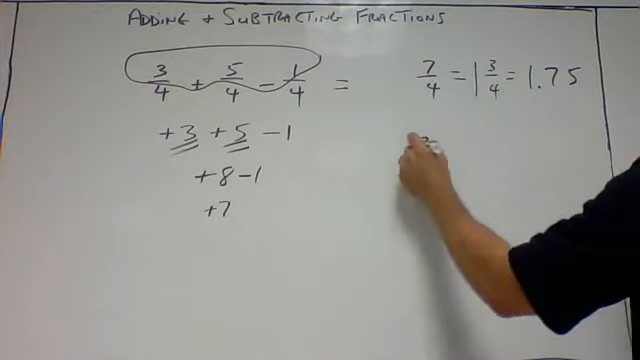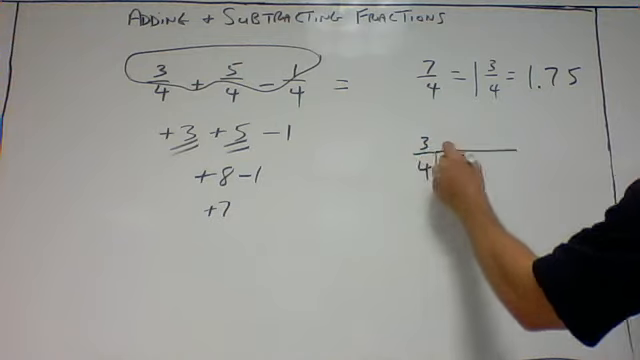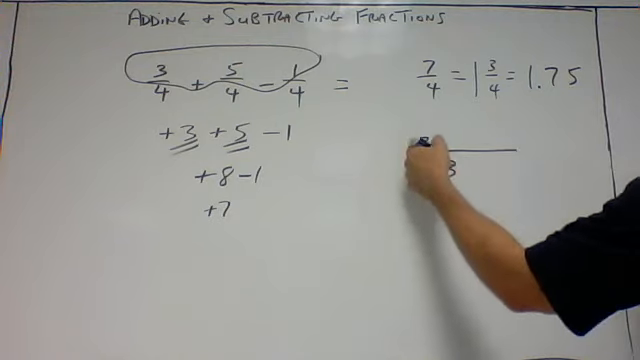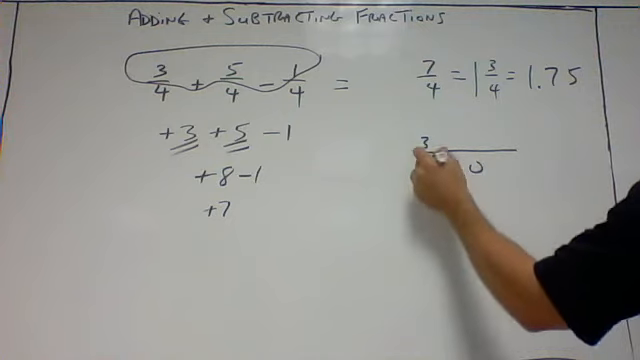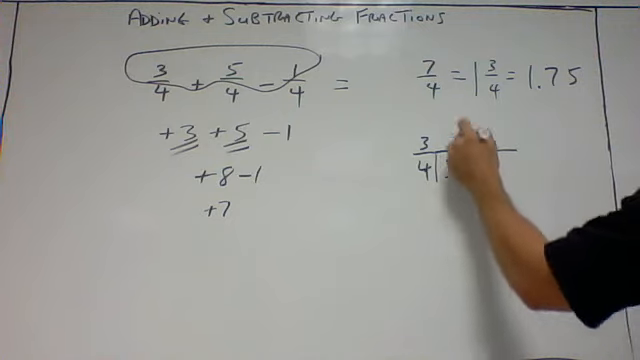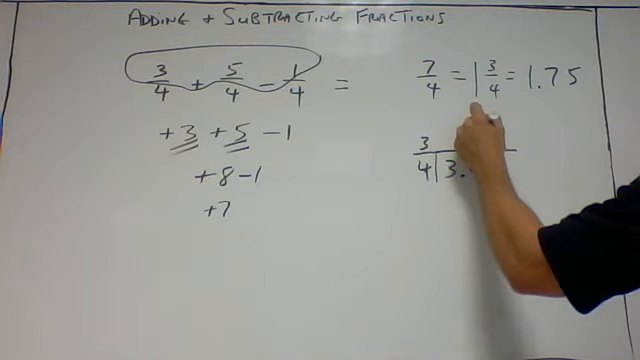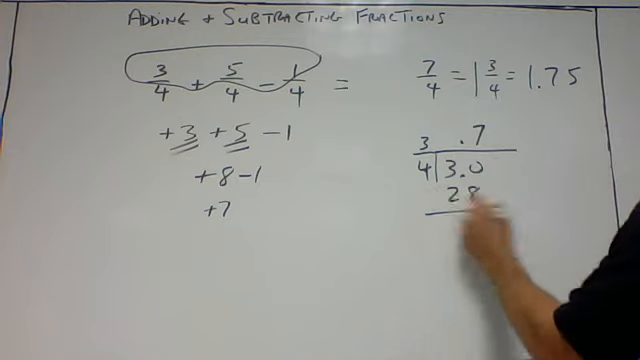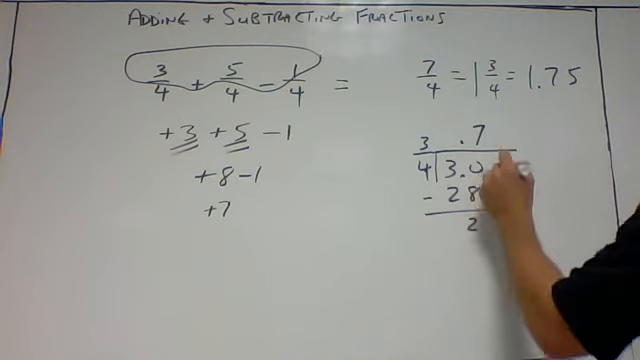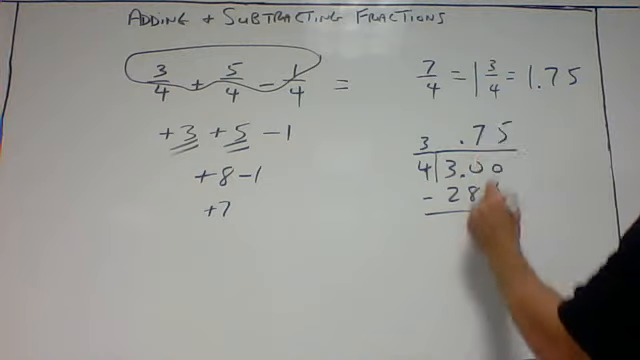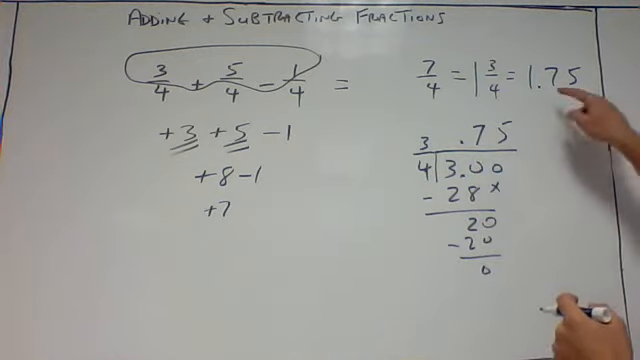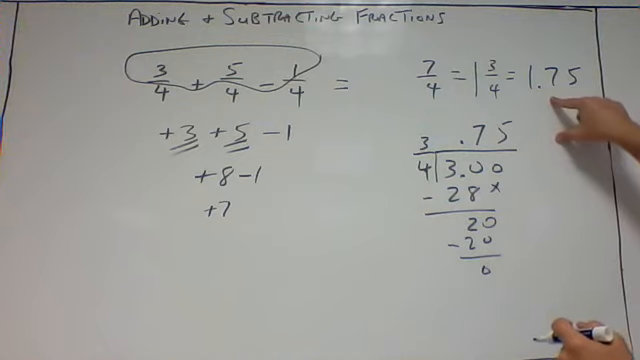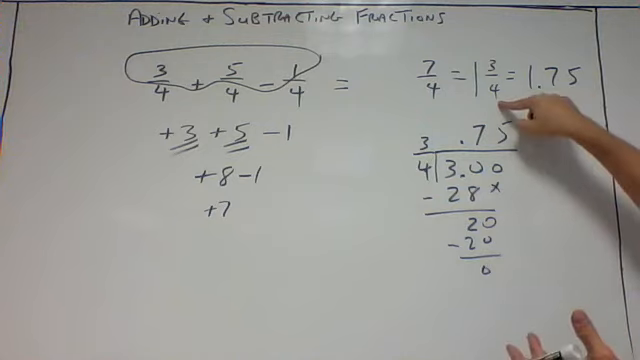I take the 3 over 4, I make the house, put the numerator into the division box. I do 4 into 30, goes 7 times, I get 28. I subtract, I get 2, bring down the 0. 5 times is 20. So this is all just long division, but most students in the middle school and high school level, they're going to know that 3/4 is 0.75.